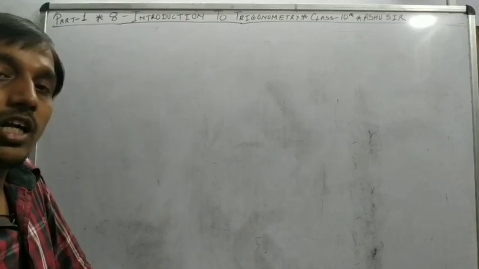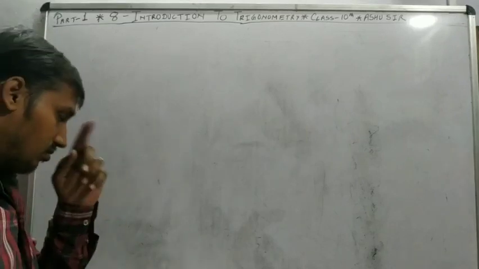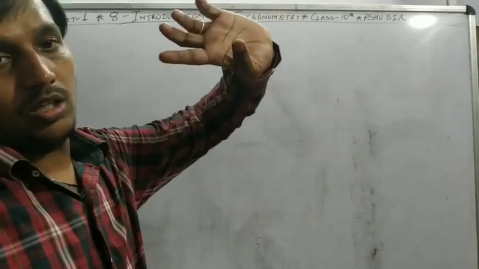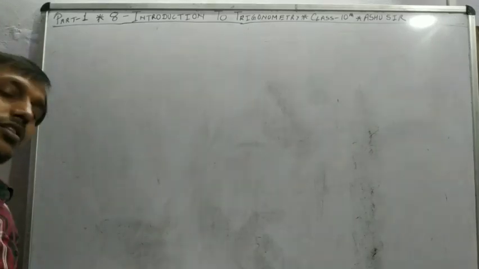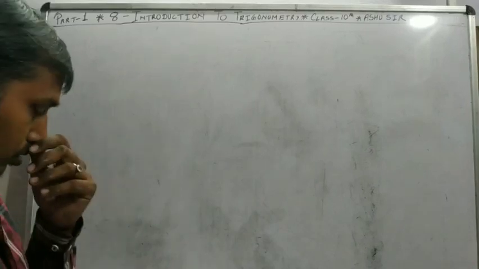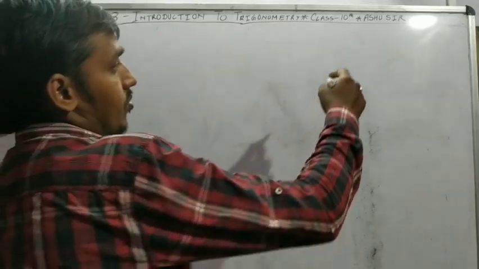Now we start the next chapter, that is the introduction of trigonometry. Trigonometry means triangle geometry. Between these two words make trigonometry, meaning the geometry of triangles. But in your syllabus only the geometry of the right triangle is covered. So first we discuss the right triangle.